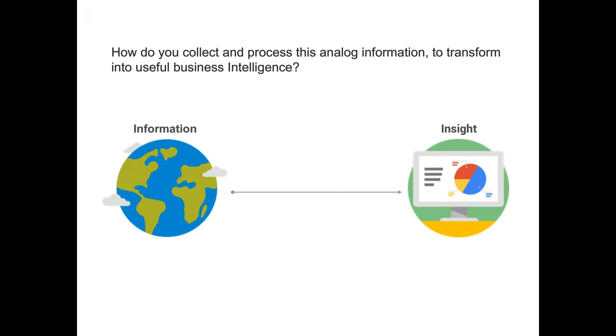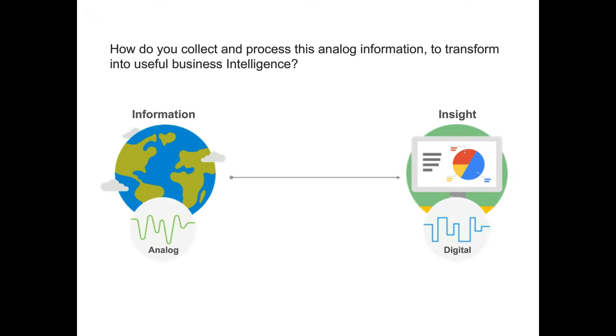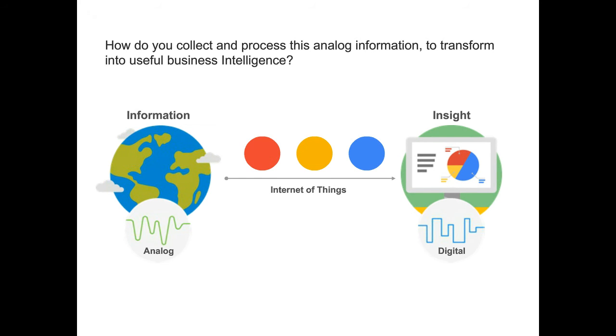So how do you collect and process this analog information to transfer into useful business intelligence? What's interesting is IoT comes to us through a different lens because we're used to digital information being the digital native, originating in the digital format, whereas IoT information is analog that needs to be translated into the digital realm. And Internet of Things is the way to do this.